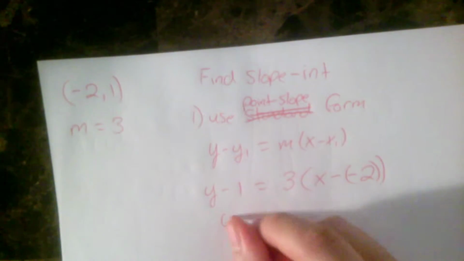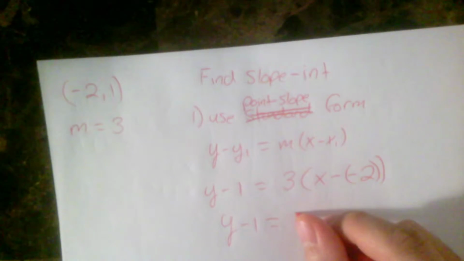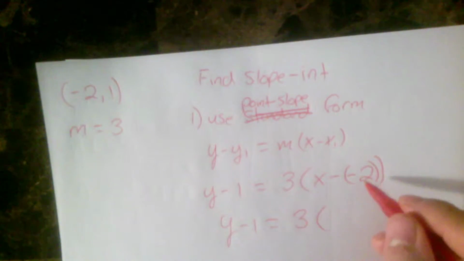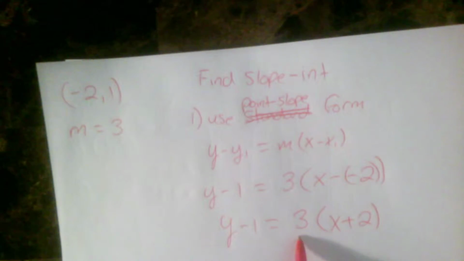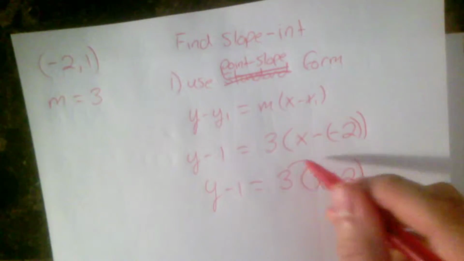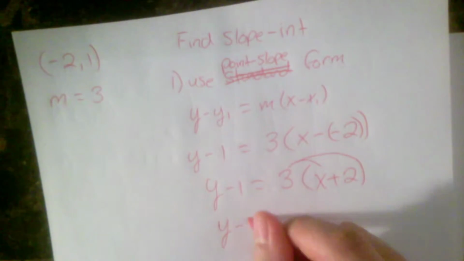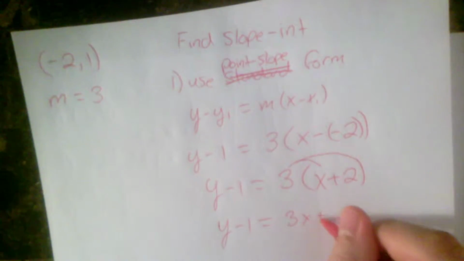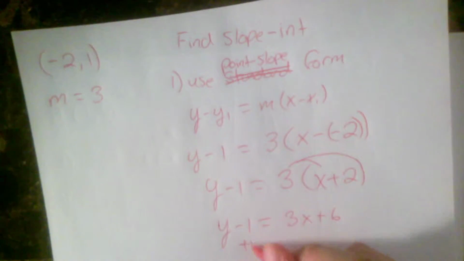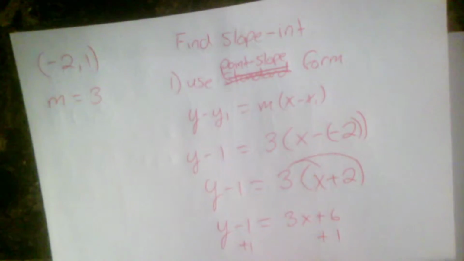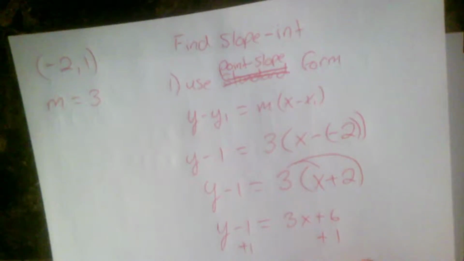From here on, we just simplify. Y minus 1 equals 3 times x plus 2. Okay. And then distribute your 3. So you have to multiply by both of those things. Y minus 1 equals 3x plus 6. So 3 times x, 3x. 3 times 2 is 6. And then add 1 to both sides. Y equals 3x plus 7.